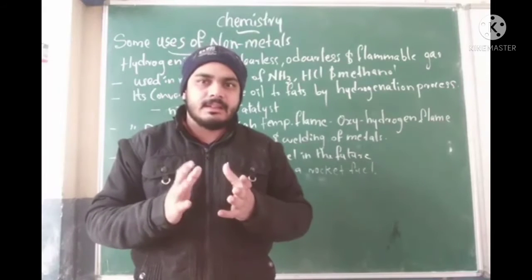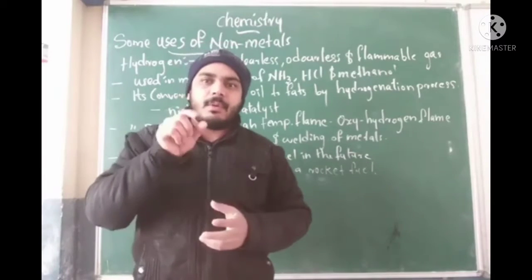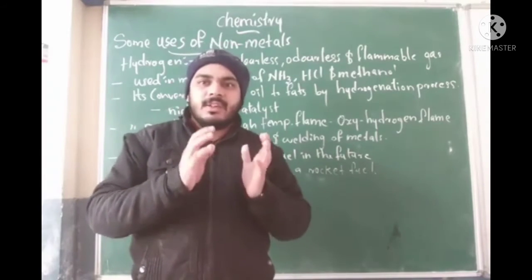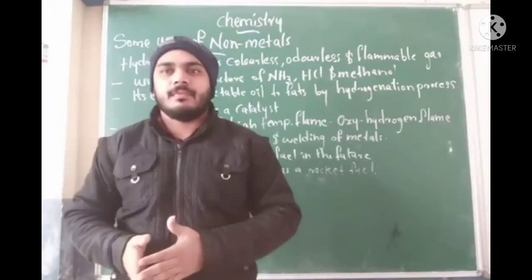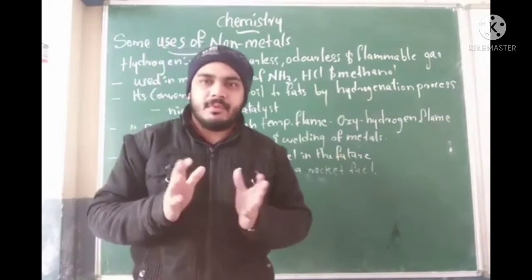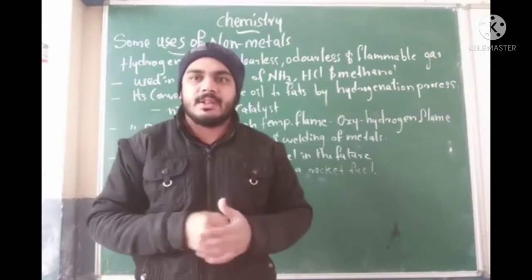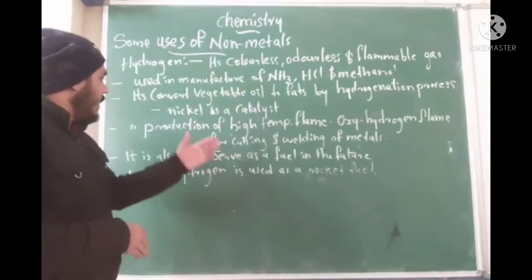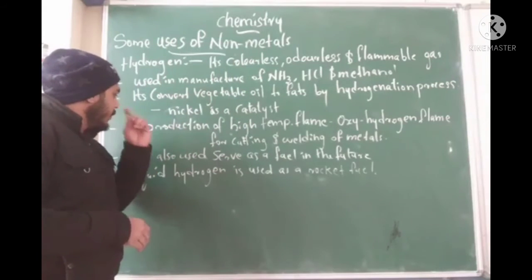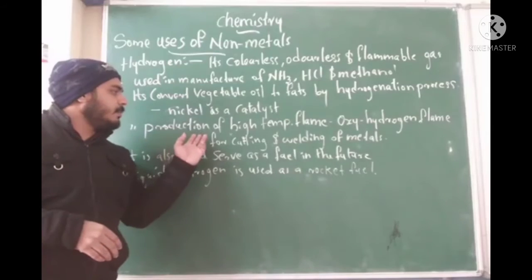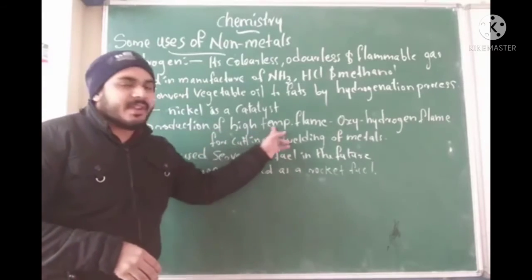What's the name of the catalyst? That's nickel. With the help of nickel, vegetable oil is converted into fats. So what's the name of the process? That's hydrogenation. Okay.